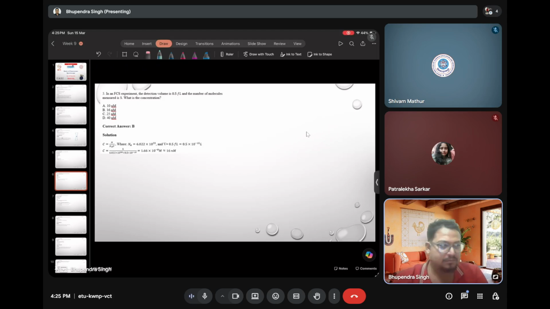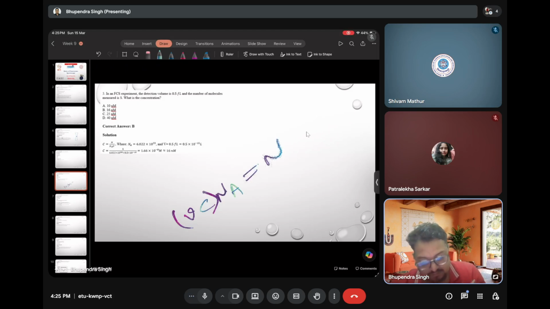So you know how to calculate the number. This is the concentration multiplied by volume. Concentration multiplied by volume will give you number of moles, and multiplying the number of moles by Avogadro number will give you the number of molecules. So this is equal to N. Now you know Avogadro number 6.022 times 10 to the power 23, and what they are asking is the concentration, so you need to find that out.